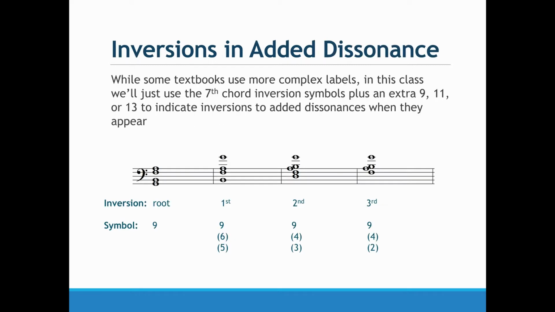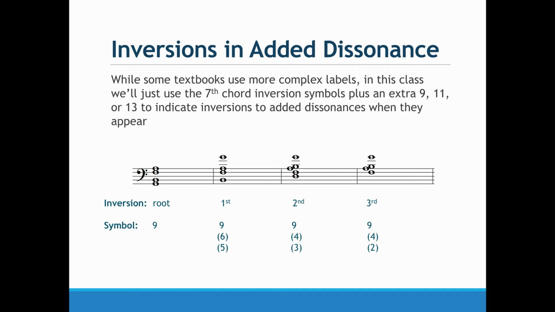Students often ask how to indicate inversions with added dissonance chords. There's a couple different systems that are in play depending on what textbook you end up looking at. Some textbooks use much more complex labels than what I'm going to do. But in this class, what I'm going to ask you to do is simply use the 7th chord inversion symbols plus an extra 9, 11, or 13 on top of them to indicate the inversions of the added dissonances when they appear. Most times you're going to see these chords in root position anyways, so you're not going to encounter this all that often.